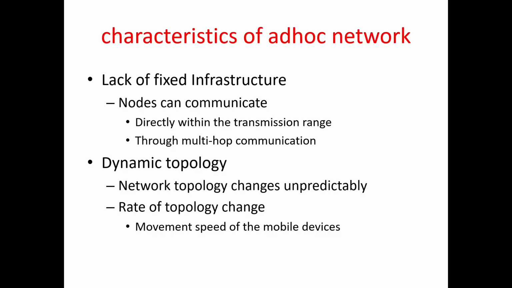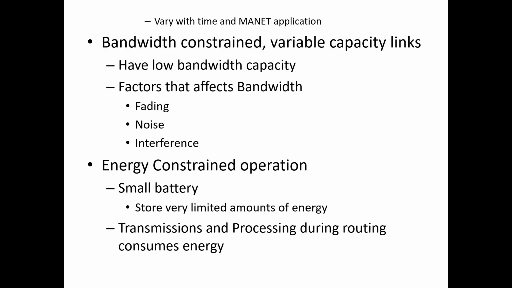What are all the characteristics of an ad hoc network? Lack of fixed infrastructure. Nodes can communicate directly within the transmission range through multi-hop communication. Dynamic topology. Network topology changes unpredictably. Rate of topology change depends on the movement speed of the mobile devices. The next one is bandwidth constrained, variable capacity links have low bandwidth capacity. Factors that affect bandwidth: fading, noise, interference. Energy constrained operation, small battery stores a very limited amount of energy. And the next one is transmissions and processing during routing consume energy.